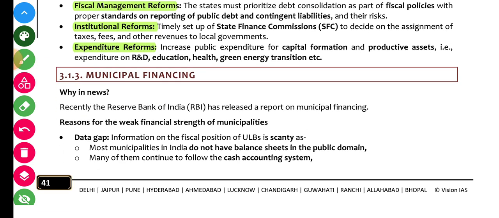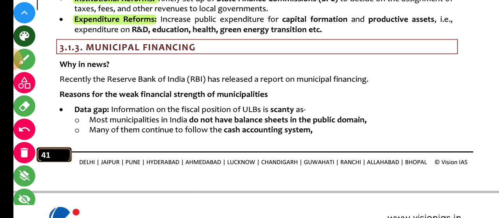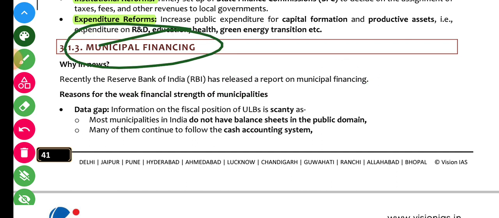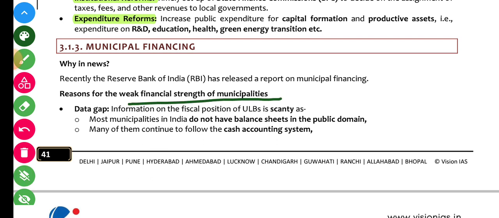Okay, and next is municipal financing. What is municipal financing? RBI has released a report on municipal financing. So you can write an introduction on what is municipal financing. Okay, sorry. So financial strength of municipalities. Reasons for weak financial strength of municipalities.